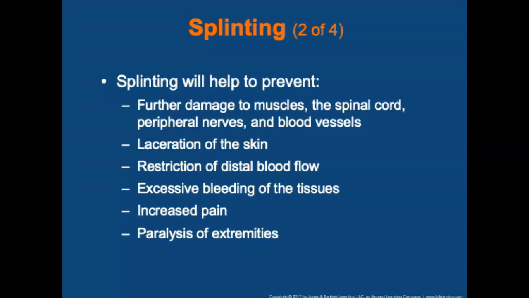Restriction of distal blood flow resulting from pressure of the bone ends on blood vessels. Splinting will help prevent excessive bleeding of the tissues at the injury site caused by broken bone ends, increased pain from movement of the bone ends, and paralysis of extremities resulting from a damaged spine.